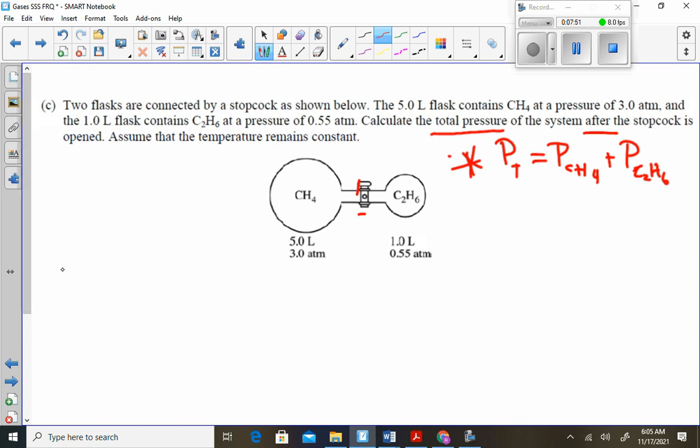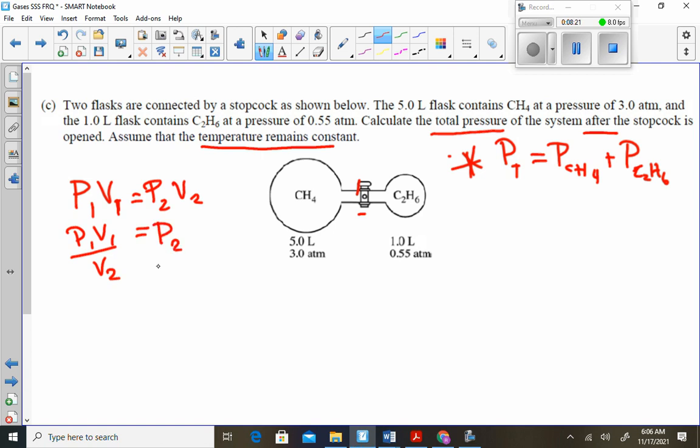So step one is to calculate the new pressure. We're going to use the combined gas law. Since the temperature remained constant, we can say that P1 V1 equals P2 V2. And we can solve for pressure 2, and we get P1 V1 over V2 to give us our new pressure. And so we're going to do that twice.